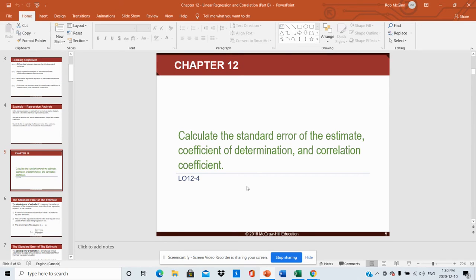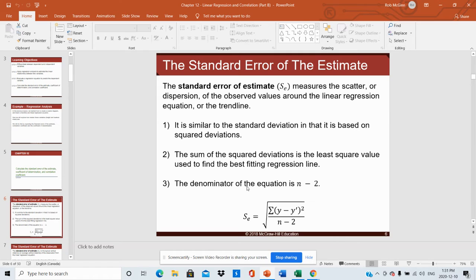So the good news is, when we create our regression analysis table in Excel, we'll have all of this data already displayed. We just have to find it and then interpret it. So we'll start off with the standard error of the estimate. The standard error of the estimate, or SE, measures the scatter or dispersion of the observed values around the linear regression equation, or the trend line.